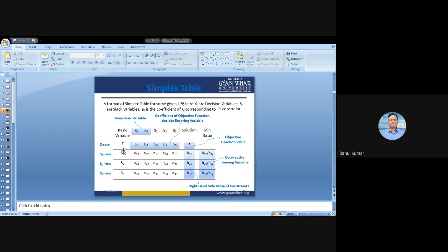And the basic variables are z, s1, s2, s3. And for the z function, the variables are c1, c2, c3, c4, and c5. This b21 shows the right hand side value of the constraints. So the right hand side value of the constraints is here, right?